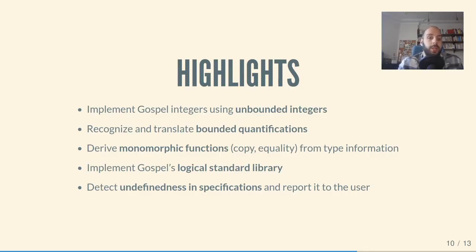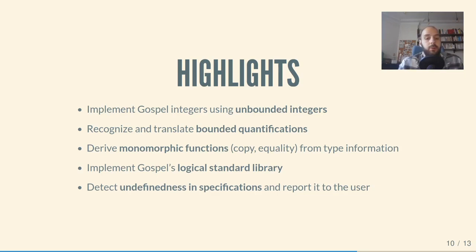Part of the translation also requires that we use equality functions when an equality is written in a spec, or deep copy functions when we compute old values. But OCaml does not provide a safe way to do this. For instance, OCaml's polymorphic equality may not coincide with Gospel's logical definition of equality, or can even fail or not terminate on some inputs. So we use the type information to derive such monomorphic functions, and use them in the translation in a safe way.